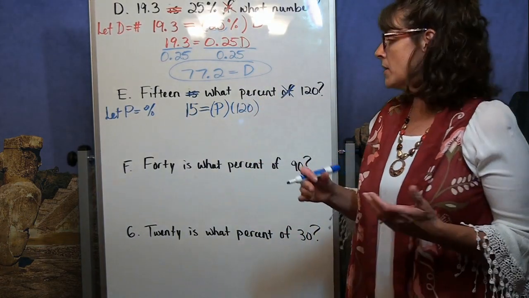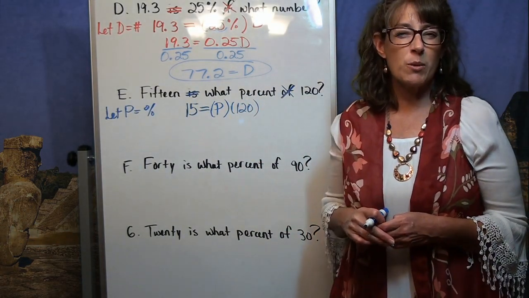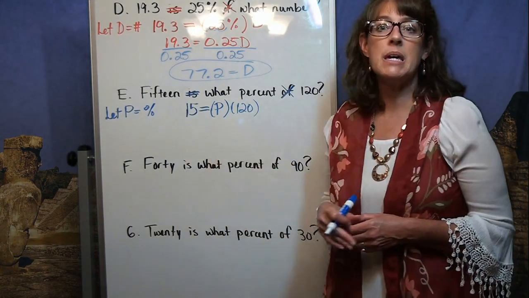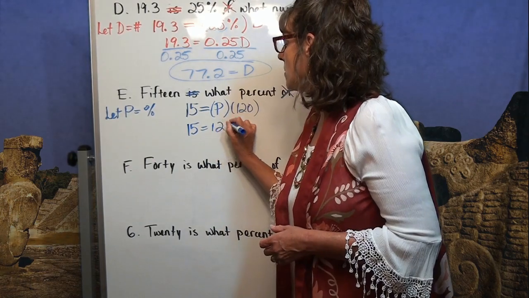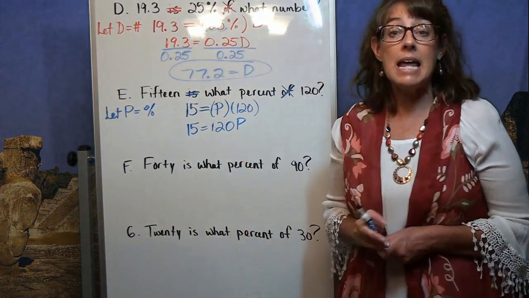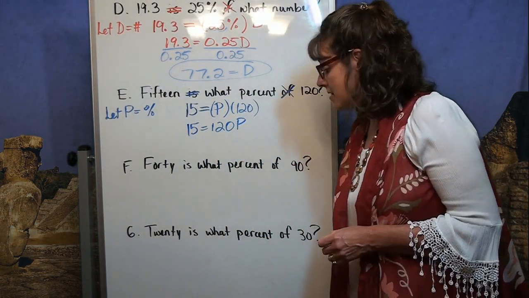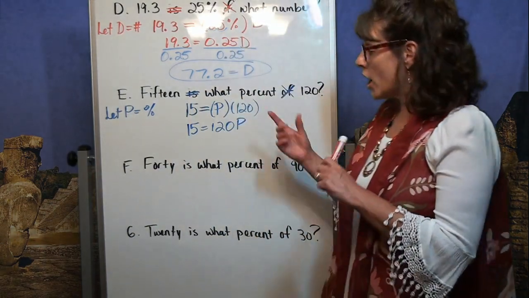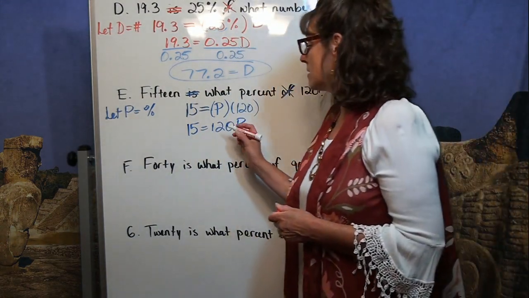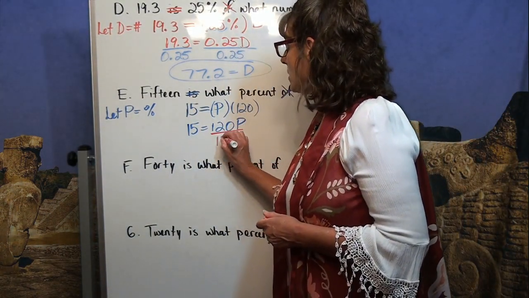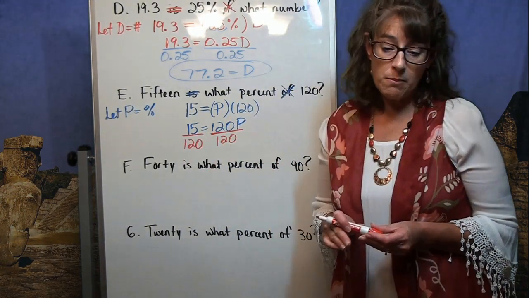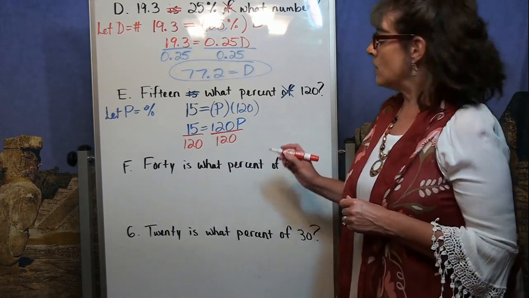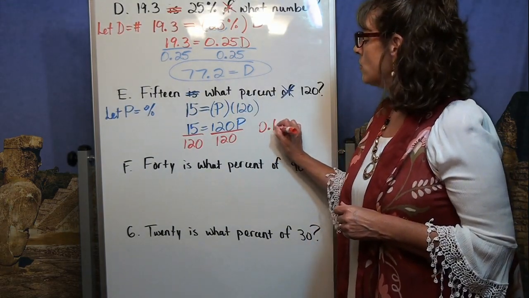Now, once again, what I'm going to do is rewrite a little bit so that I can get rid of the parentheses because I know it's 120 and P sitting beside each other, and I'd rather not have those parentheses in there. So I'm going to have 120P, and now what I need to do is get that P by itself. So I'm going to undo what's been done to that P. It's been multiplied by 120, so I'm going to divide by 120. Now, 15 divided by 120 is 0.125.